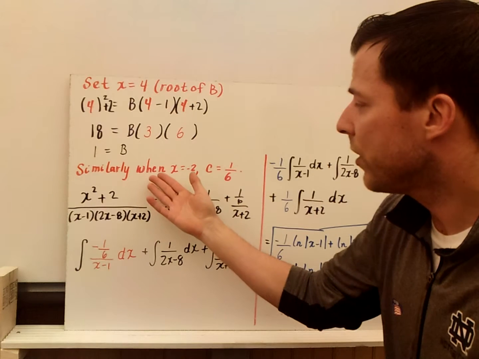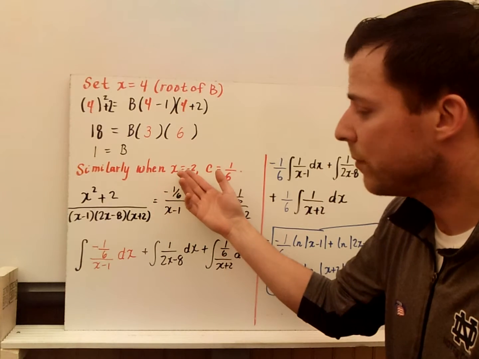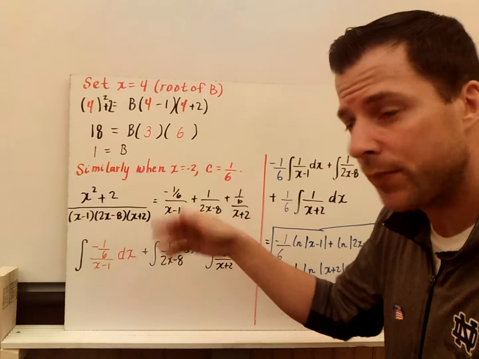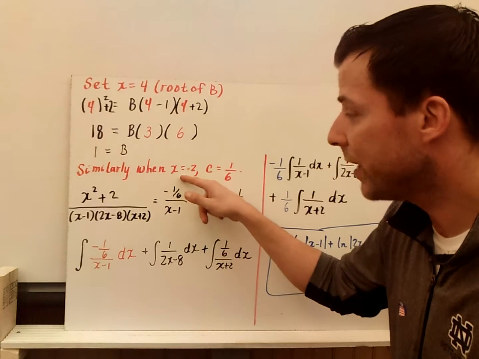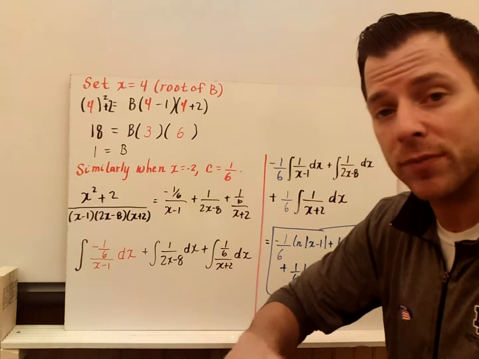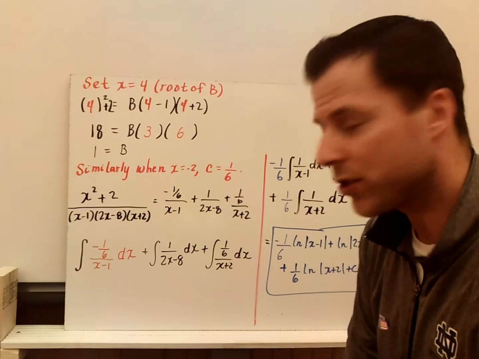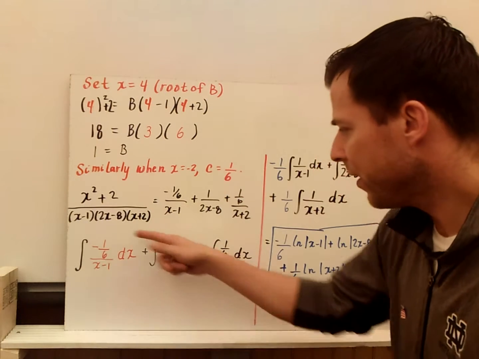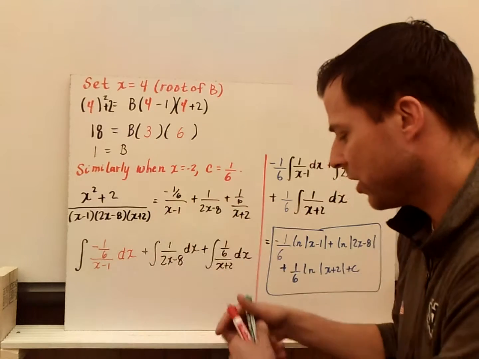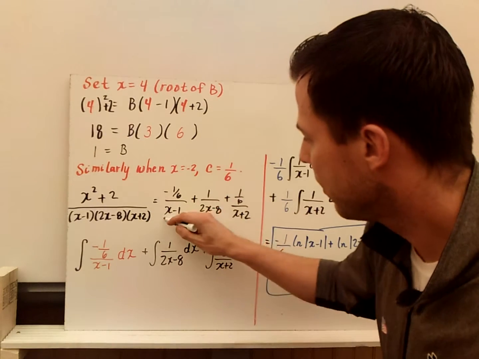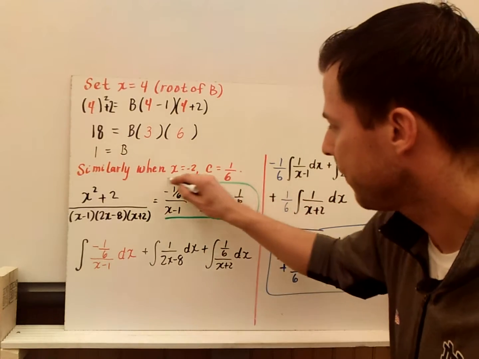Similarly, I can do that with C. C is going to be associated with the x plus 2. That means I'm going to let x equal negative 2 here. The A and B terms cancel. I'm left with C. I end up getting 1/6 for C. So here's the partial fraction decomposition. This right here is what I'm going to integrate.